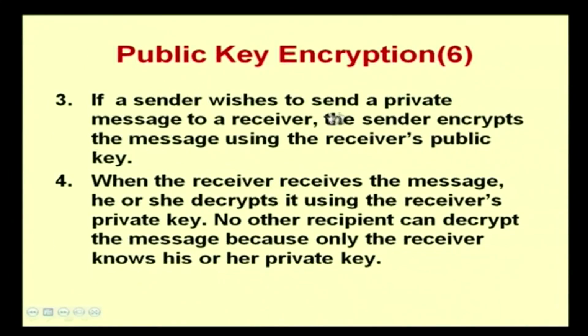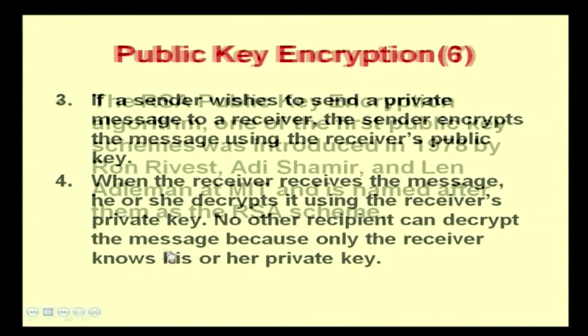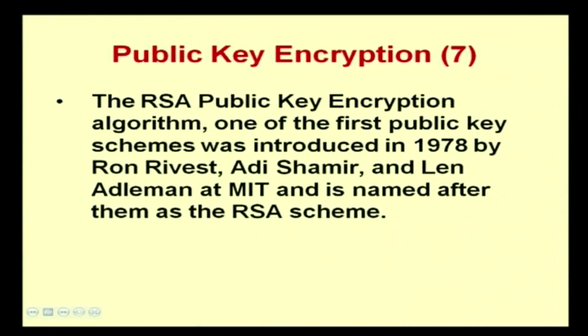If a sender wishes to send a private message to a receiver, the sender encrypts the message using the receiver's public key. When the receiver receives the message, he or she decrypts it using his or her private key. No other recipient can decrypt the message because only the receiver knows his or her private key. A slight improvement of this is the RSA algorithm, one of the first public key schemes, introduced in 1978 by these people.